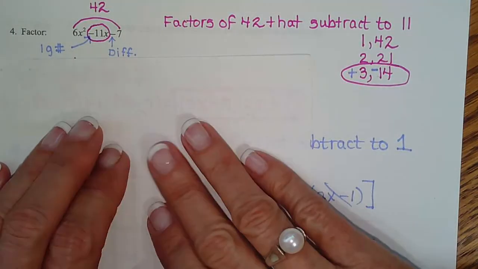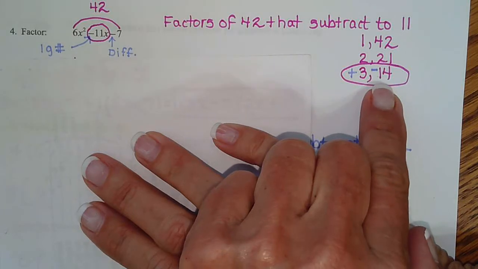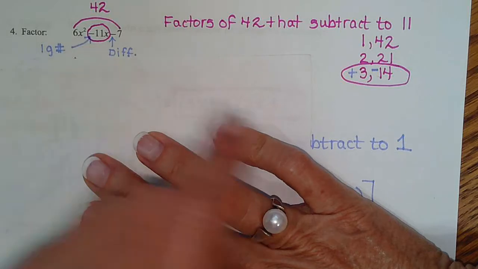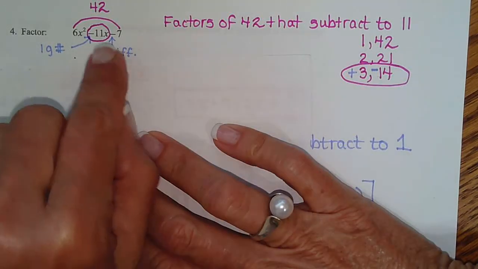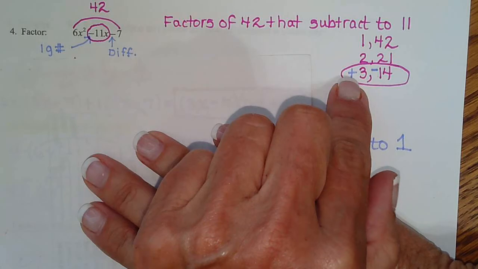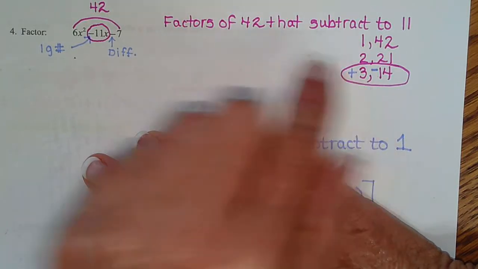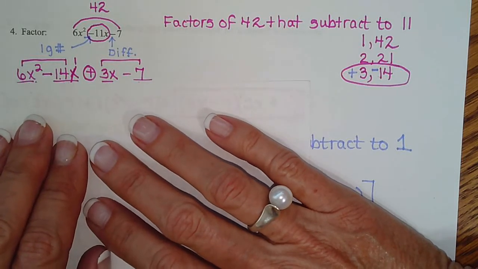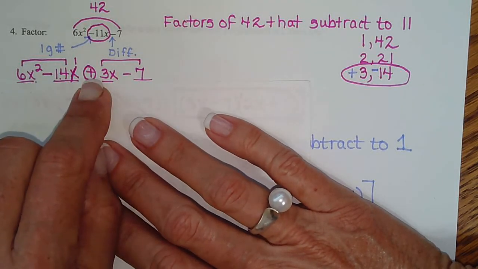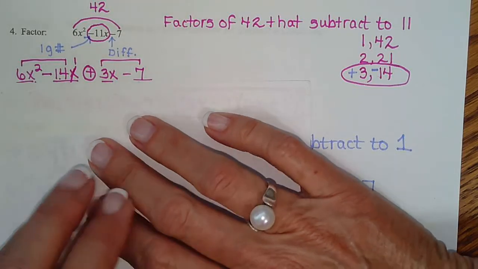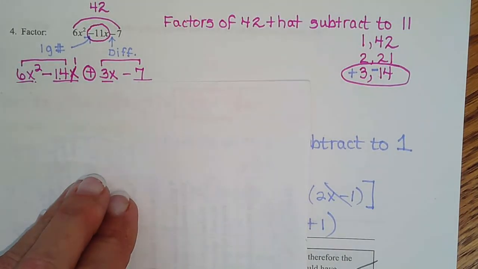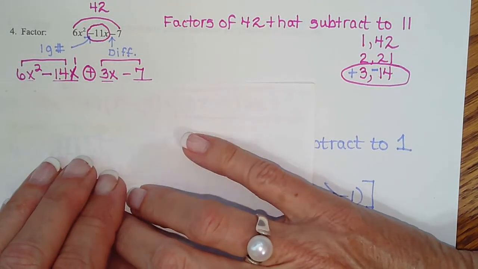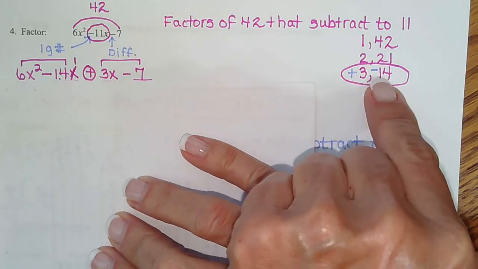So when I have a choice, I always put the negative first. So I'm going to rewrite this as 6x squared minus 14x plus 3x minus 7. The reason I like my negative first is then I don't have to have a negative GCF, which I know when that's the case, students make fewer errors. So that's why I always put the negative first if I have a choice.